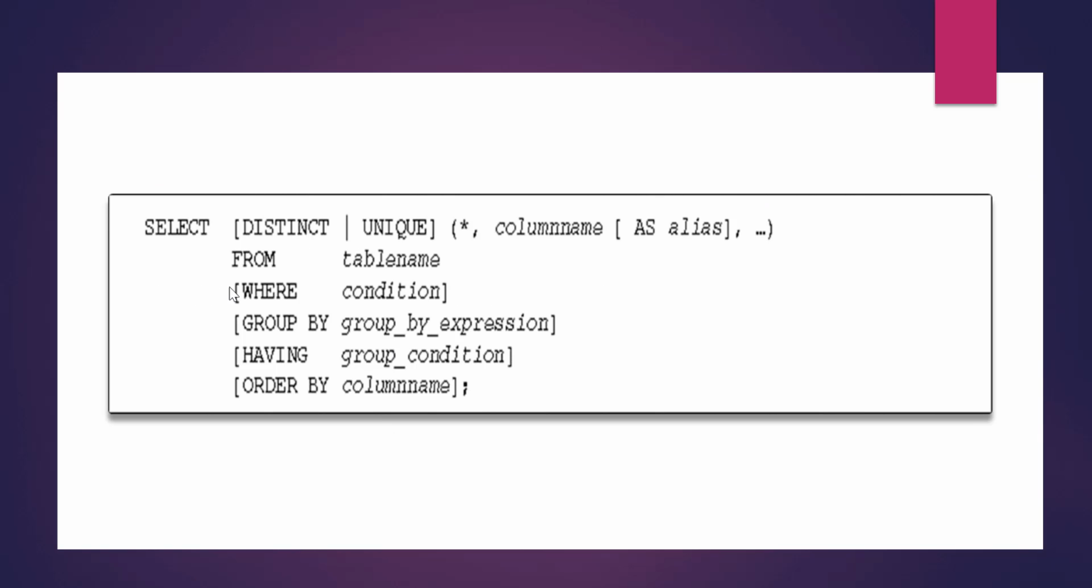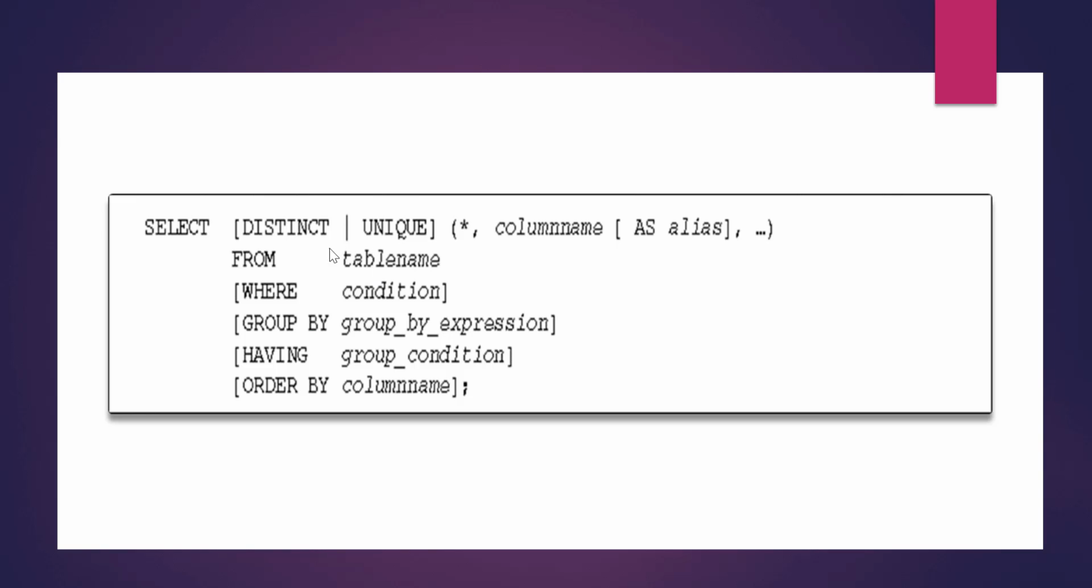So let's look at our select statement syntax again. We have the select keyword and the from keyword, which are the only two required keywords in our select statement. After the select keyword, we can have the list of columns we want to display, or we can have star to display all the columns. If we want to only display unique values in that column, we can use the keyword distinct or the keyword unique. If we want to assign an alias for a column, we can use the as keyword after the column name and put the alias.